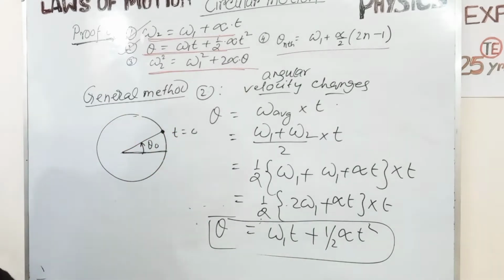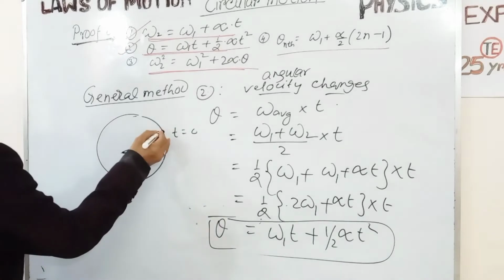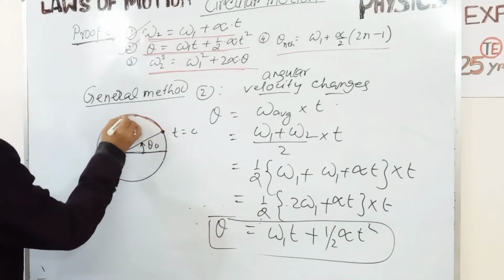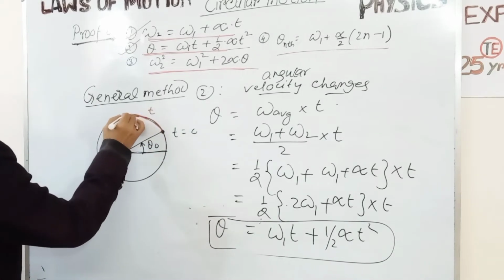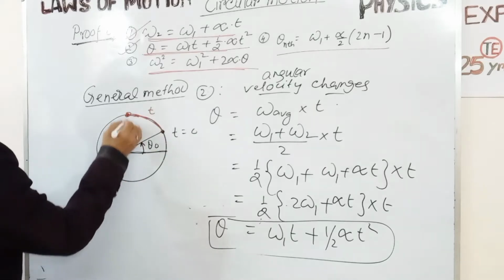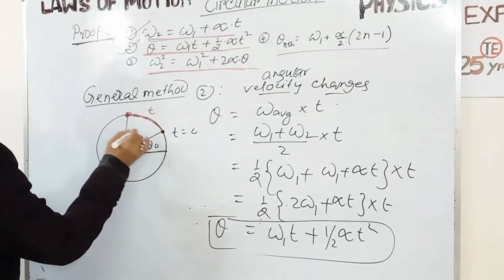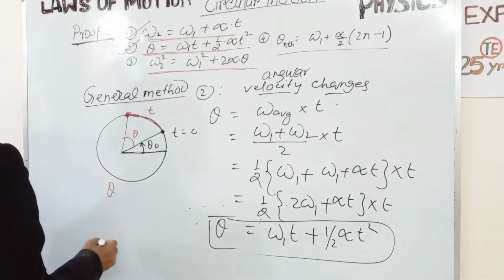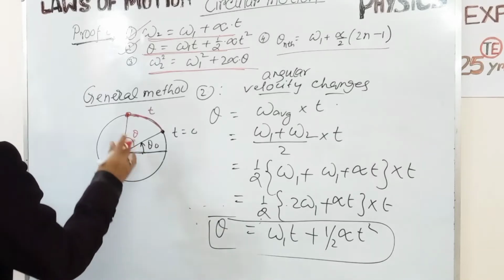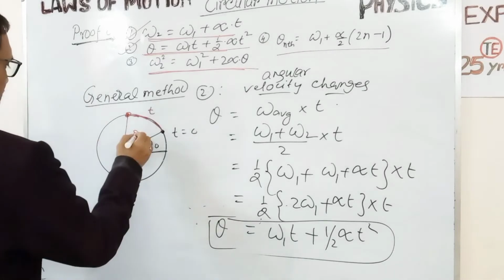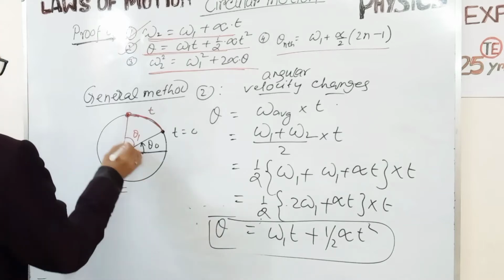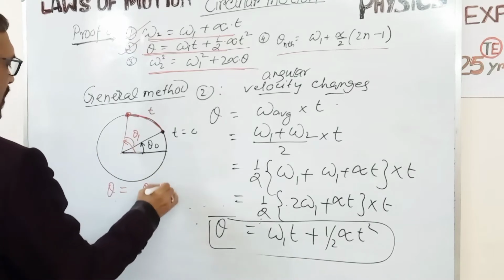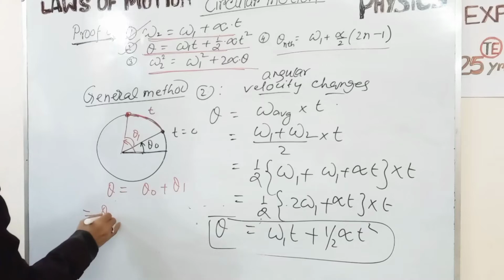Now in t seconds, the particle rotates in this direction. Suppose after t seconds, the particle reaches this position. Now this angle is theta. So what is the angular position? Suppose this angle is theta 1. So theta equal to theta 0 plus theta 1.